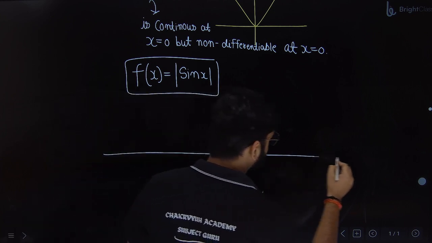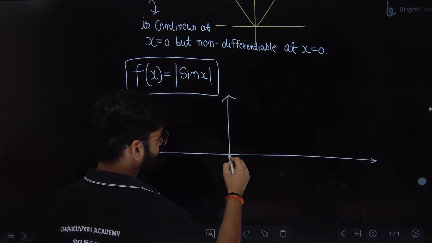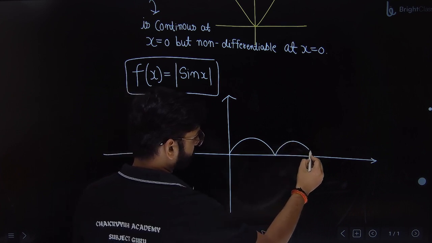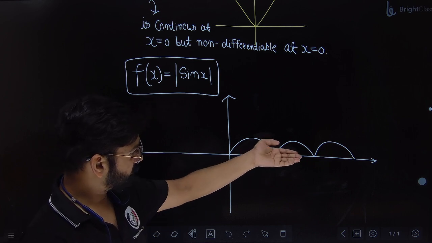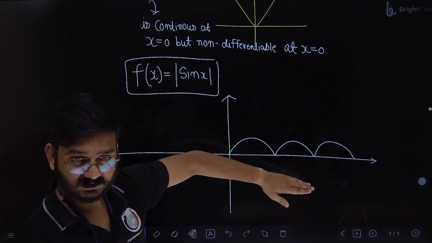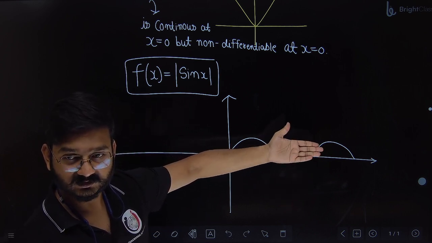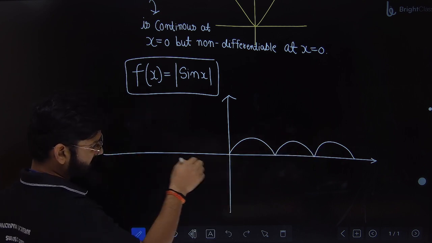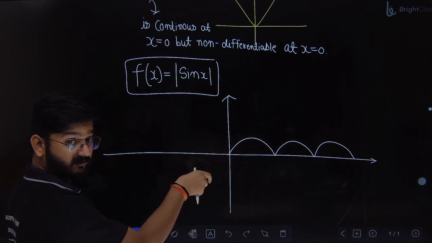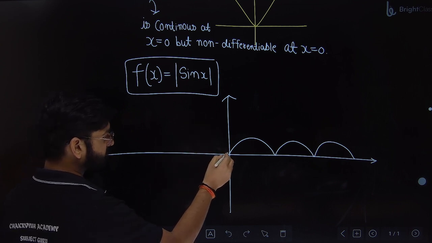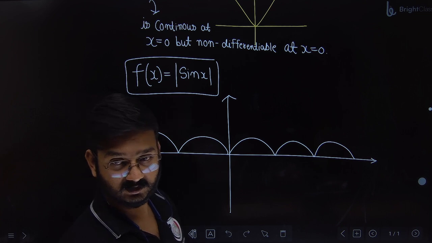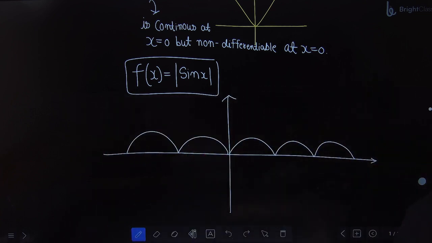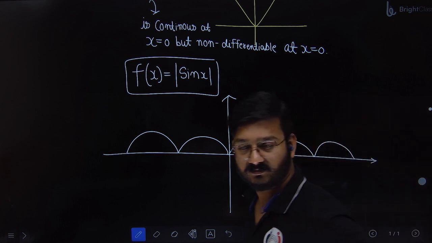If I draw the graph of mod of sin x, the graph will be like this. Correct? This loop will be negative. The mod will make it what? Positive. Similarly, the loop will be negative here, and that will be made positive. Any problem? Anyone having doubt? How did I draw the graph of mod of sin x? Whatever is a negative loop, that will also become positive.